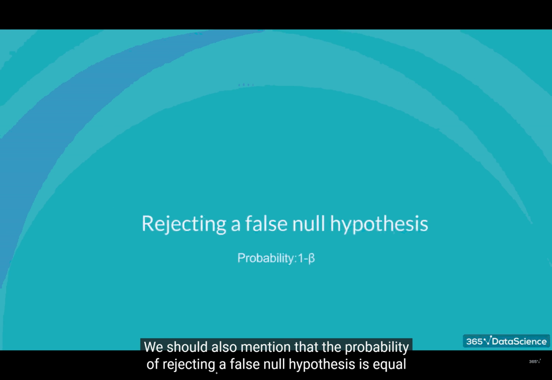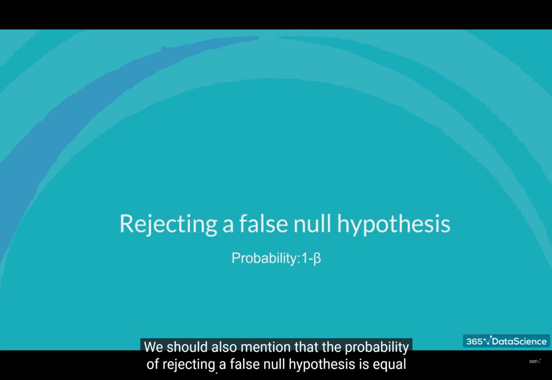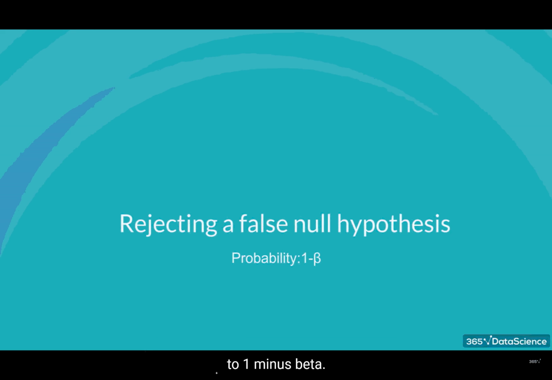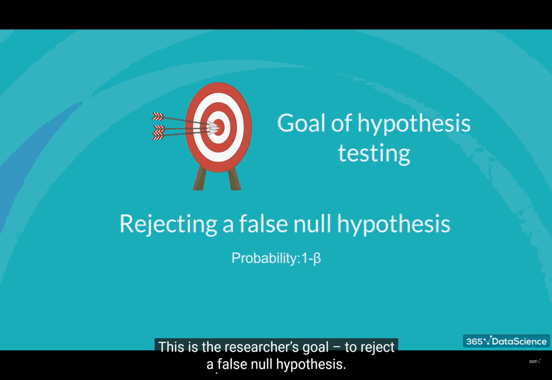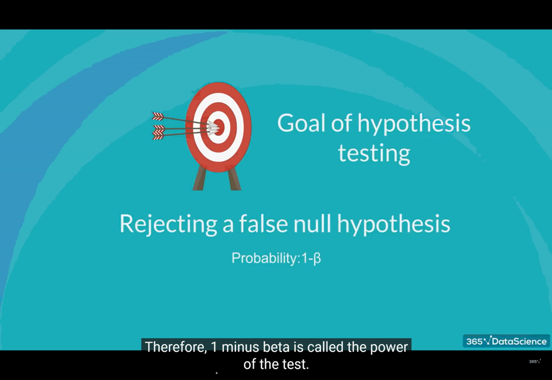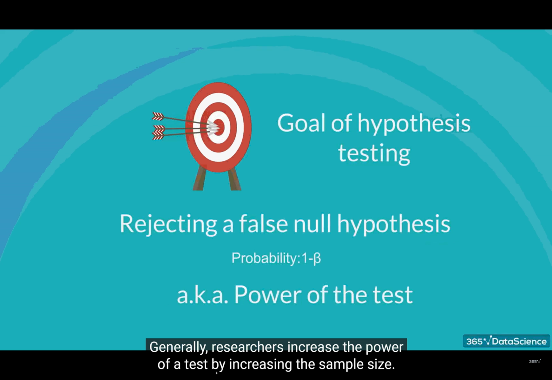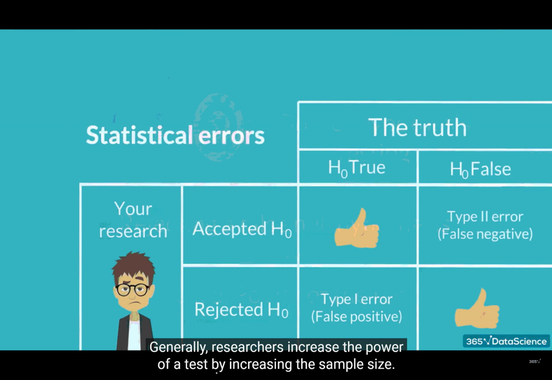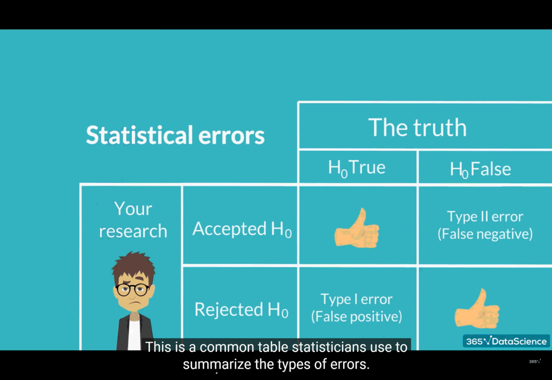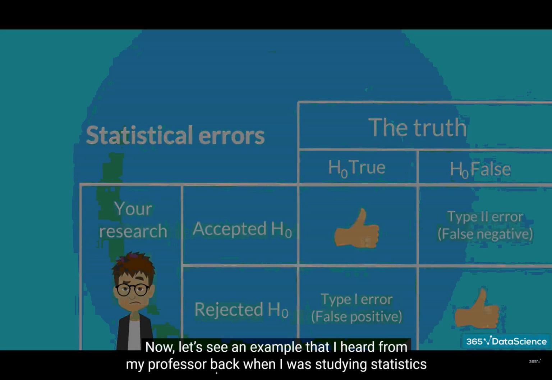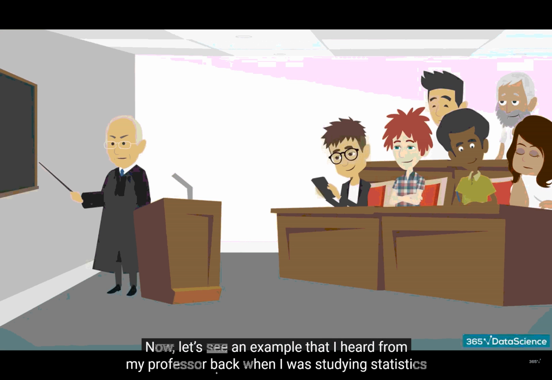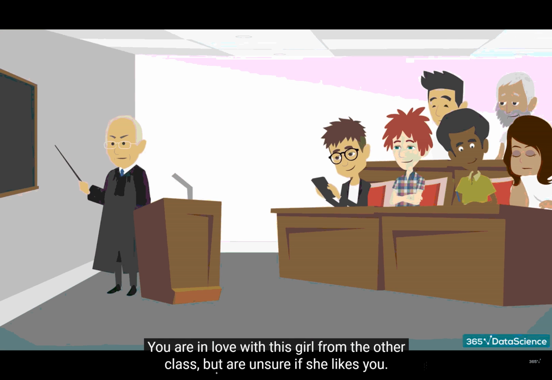We should also mention that the probability of rejecting a false null hypothesis is equal to 1 minus beta. This is the researcher's goal, to reject a false null hypothesis. Therefore, 1 minus beta is called the power of the test. Generally, researchers increase the power of a test by increasing the sample size. This is a common table statisticians use to summarize the types of errors. Now, let's see an example that I heard from my professor back when I was studying statistics in university.